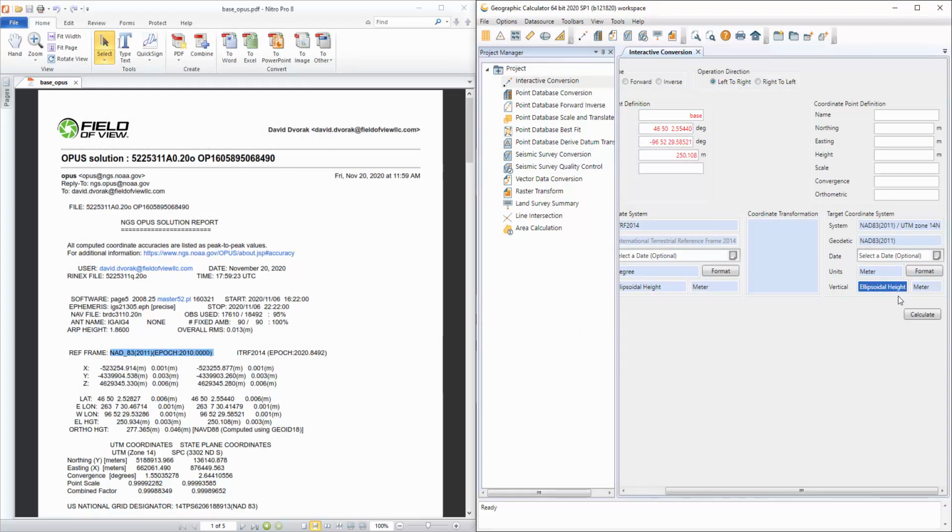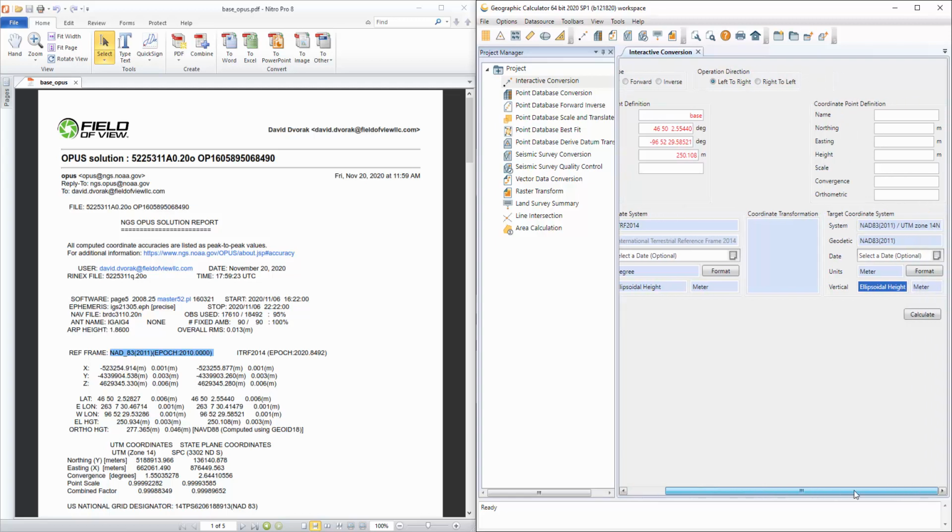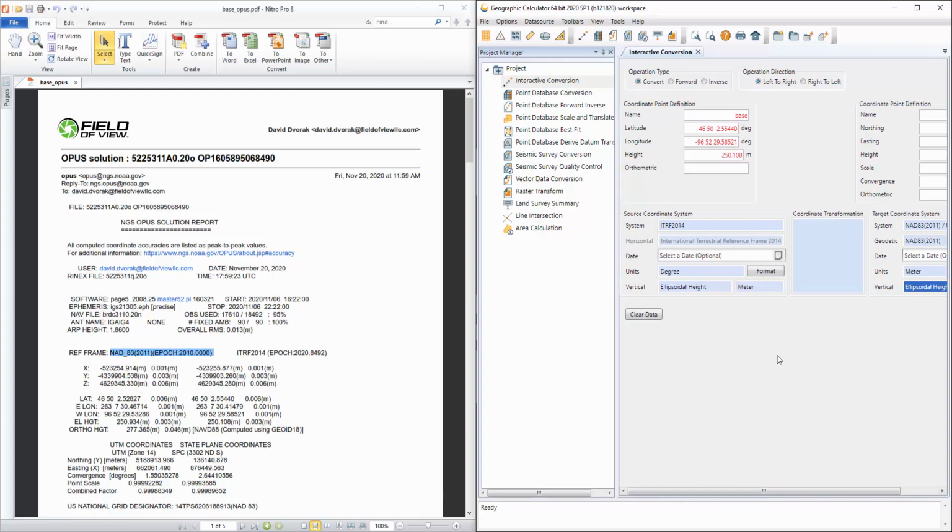And then one thing to keep in mind is that we can't ignore time when we're thinking about these types of conversions. For example, the North American plate relative to the ITRF 2014 datum is moving at a rate of about 1 to 2 centimeters per year. So you could imagine why it's important to specify when the survey is done when you're trying to do conversions accurate to the millimeter level. So we're going to look at the OPUS report, and we can see that this survey was done on November 6th of 2020. So we're going to type in 11 for November, 6, and then 2020.